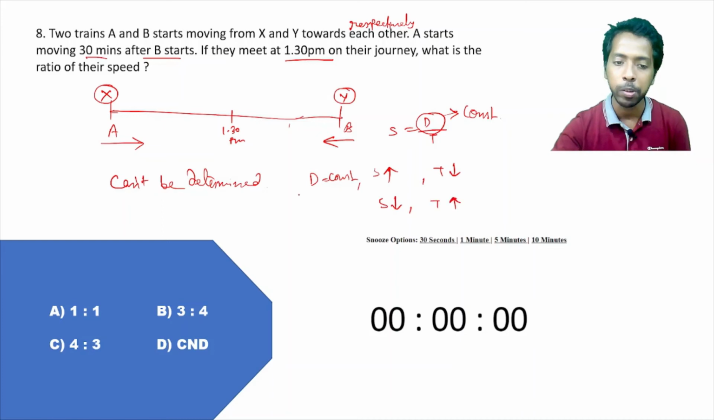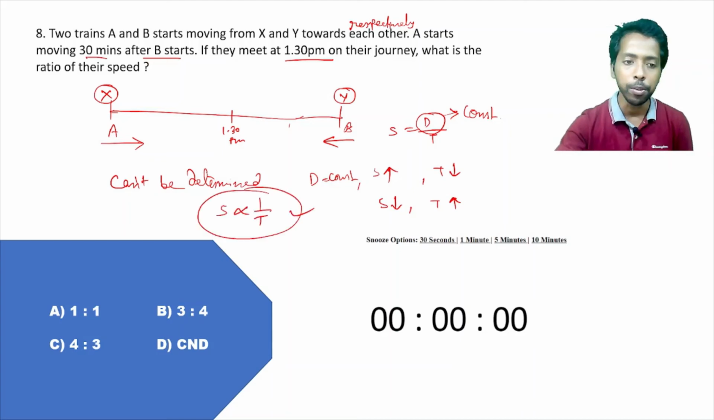The ratio of speed is inversely proportional to T. That is it, right? Now, if the initial time is not given, we cannot find out the time factor for A as well as for B. So if the time factor is not calculated, then we cannot find out the ratio of the speed even after the distance is same. We know that the ratio of speed is inversely proportional to the ratio of time, provided that the distance is constant.